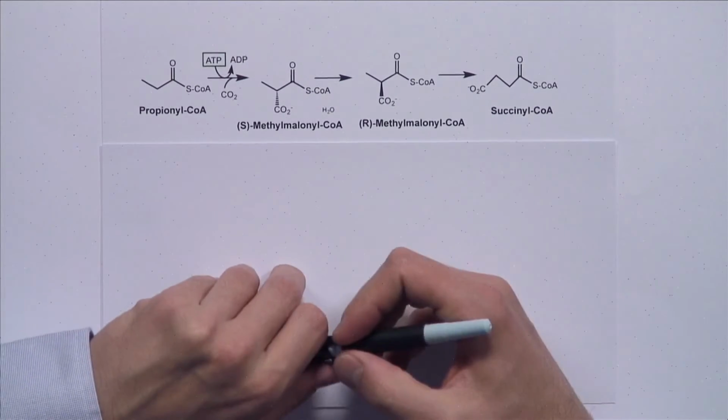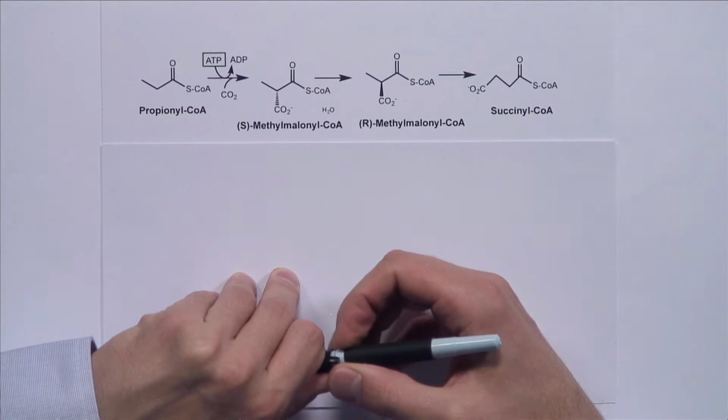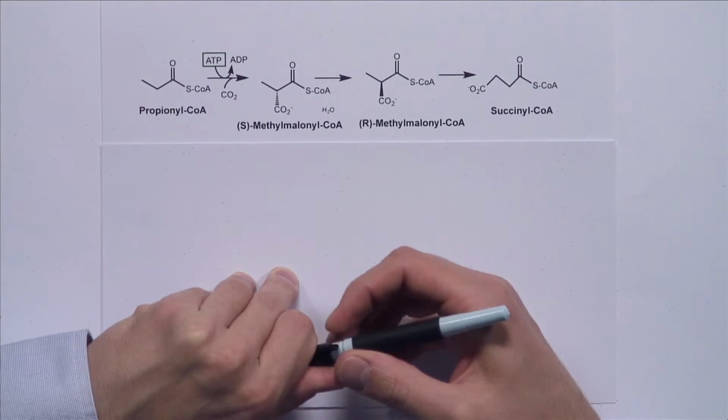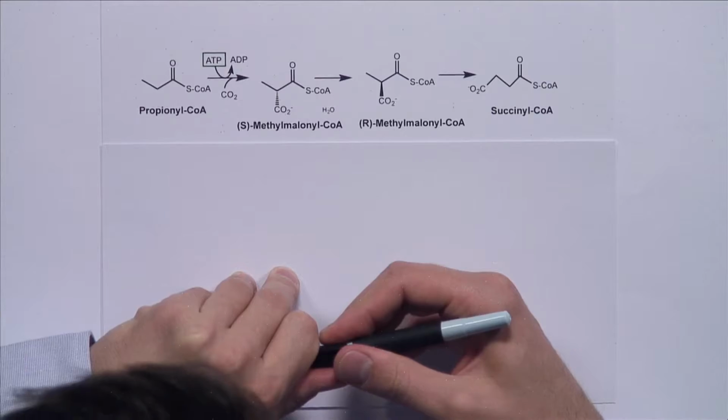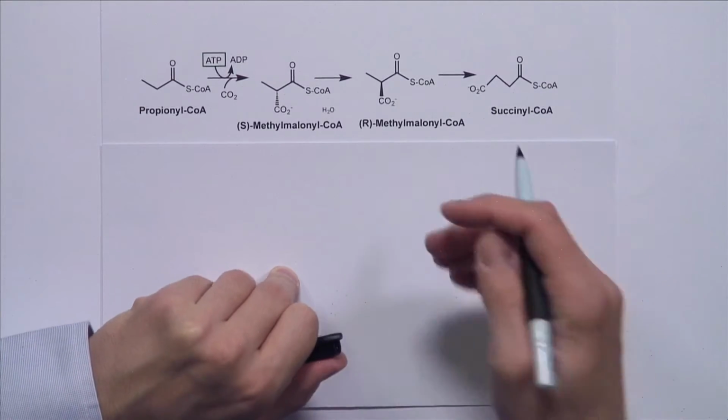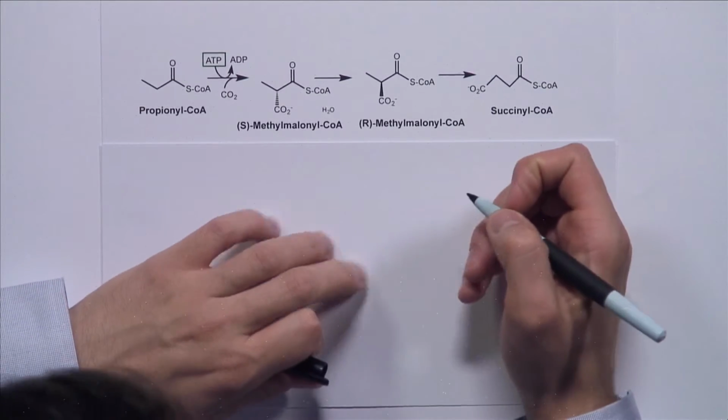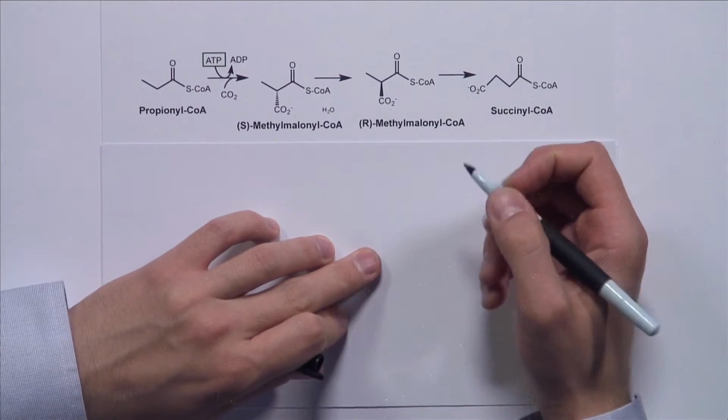Now, this is one of the most fascinating transformations in the whole of biochemistry, and involves an enzyme called methylmalonyl-CoA mutase, which requires cobalamin, or the coenzyme derived from vitamin B12.